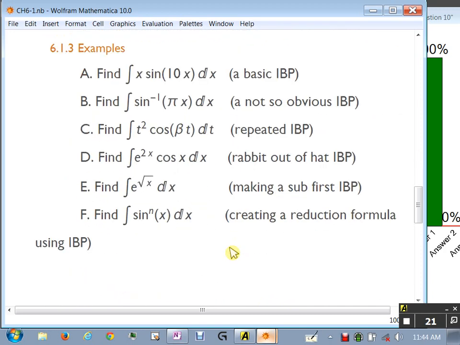And here are the examples we're going to do. In each example, there's a certain kind of strategy that I put in parentheses to the right. The first one's a very basic integration by parts. The second one's not so obvious. The third one, you're not going to like. The fourth one is really what it says there. We're going to do something kind of weird that you're not going to expect. And then, you know, the rest. So let's start with the first one.